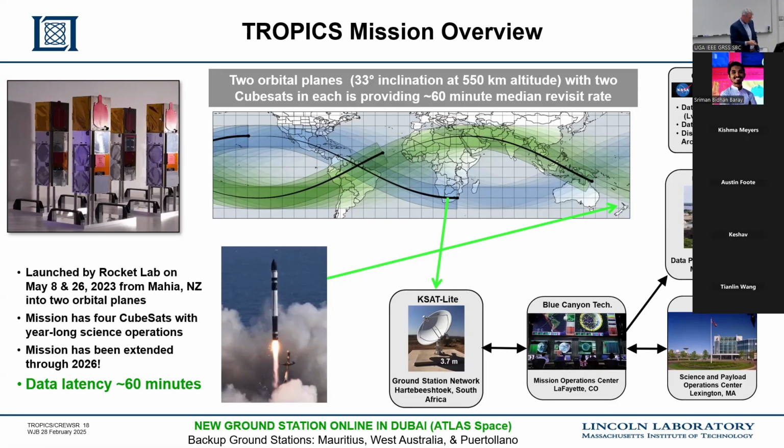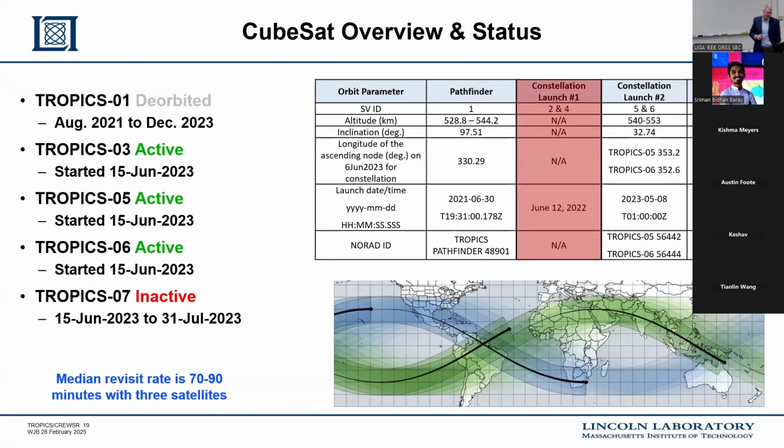And one interesting thing is that with this commercial ground network, we're able to not only take the data very frequently, we can get the data out to the forecasters very quickly. So the latency of the data is about an hour, which is really good, better than what we're doing now by quite a bit. Okay, so we launched the Pathfinder satellite in 2021.